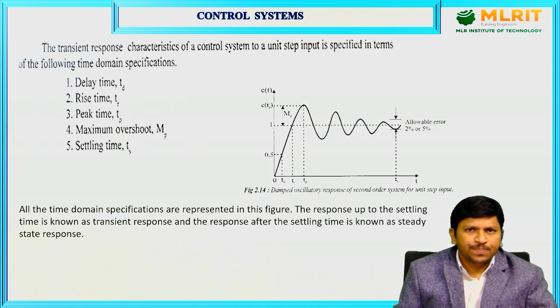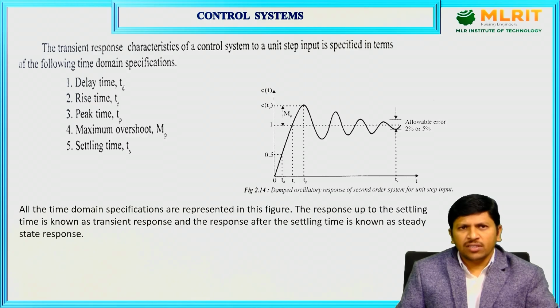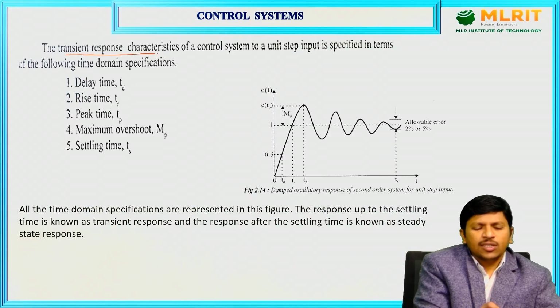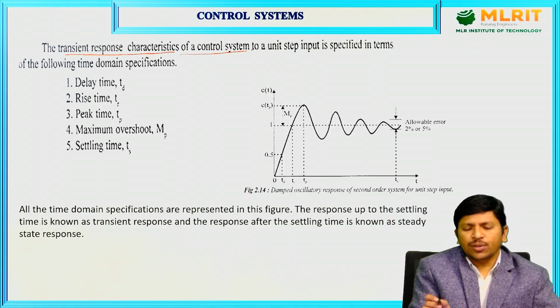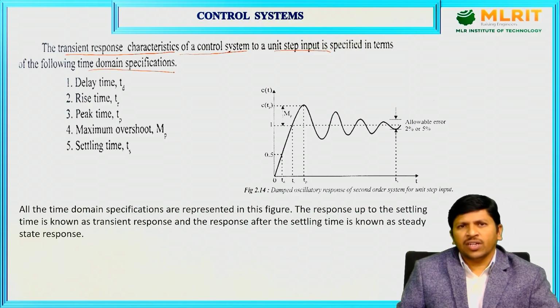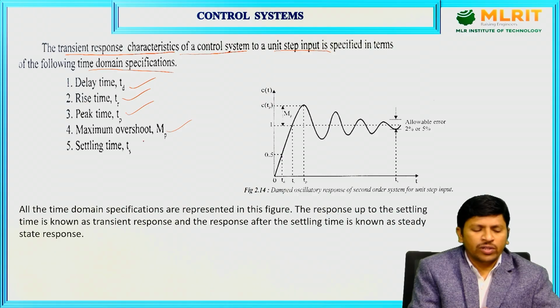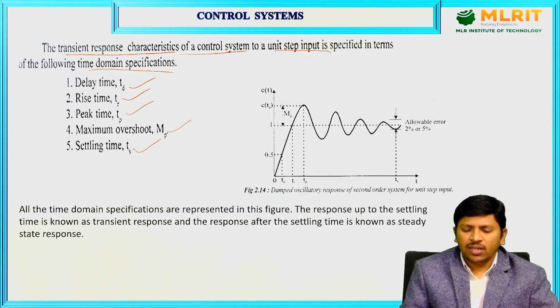The time domain specifications are nothing but the transient response characteristics of a control system. The transient response characteristics of a control system to a unit step input are specified in terms of the time domain specifications: delay time, rise time, peak time, maximum overshoot or maximum peak overshoot, and settling time. All these are mentioned in a single graph.